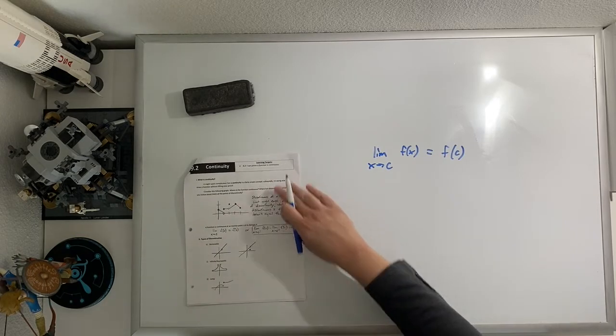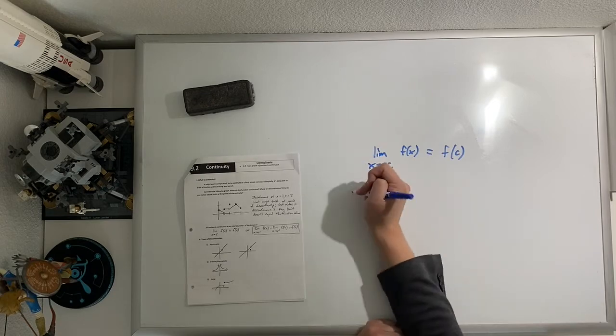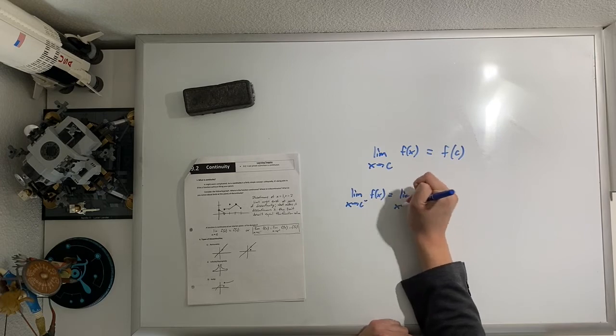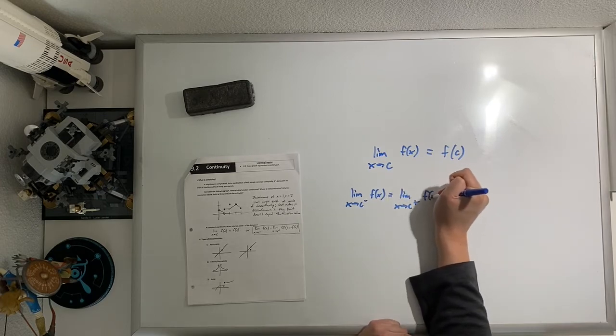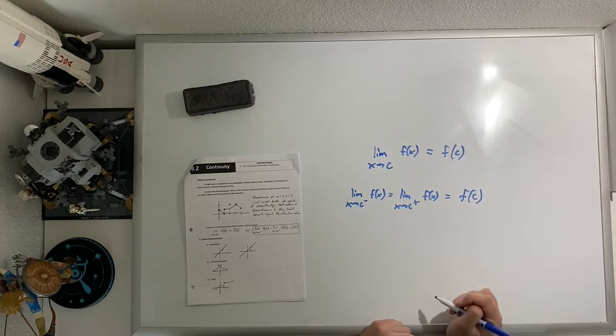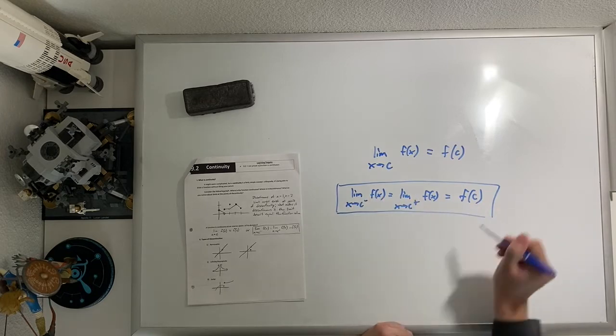But what does it mean for a limit to exist? Well, the limit as x approaches c from the left has to equal the limit as x approaches c from the right, which should equal the function value. So this right here is our definition of continuity.